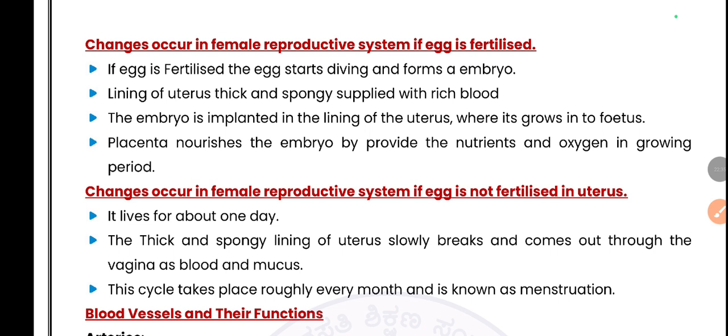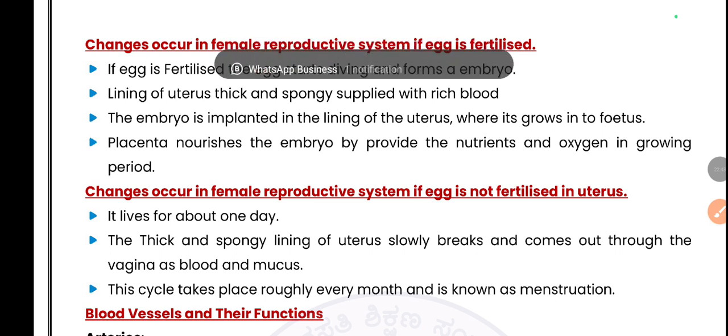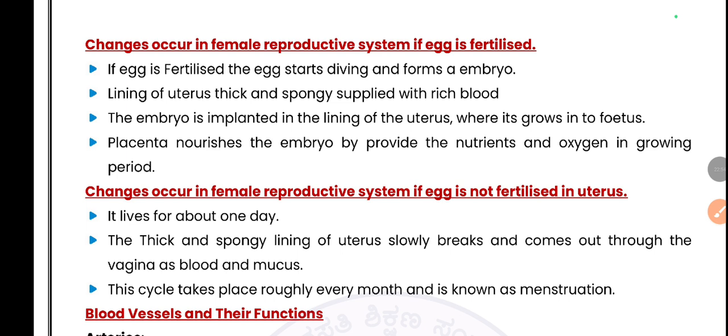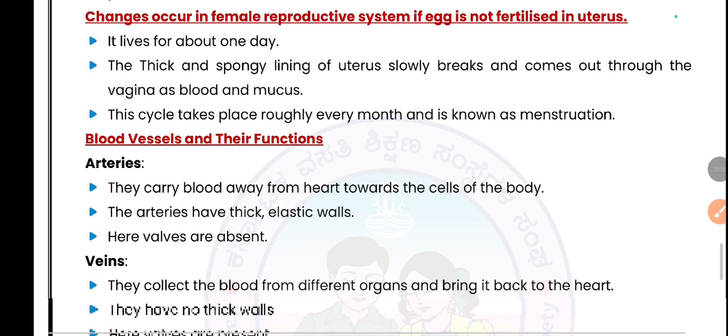The next one: changes occur in the female reproductive system if the egg is not fertilized. In the first case we discussed, the egg is fertilized. If the egg is not fertilized, that's the menstrual cycle. The egg lives for about one day. The thick and spongy lining of the uterus slowly breaks and comes out through the vagina as blood and mucus. This cycle takes place roughly every month and is known as the menstrual cycle.